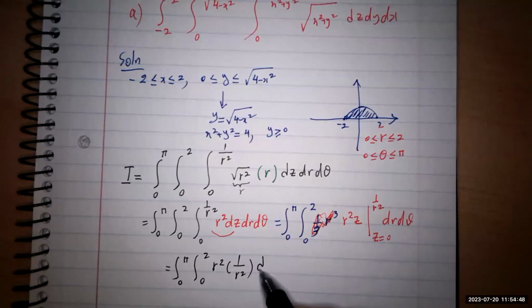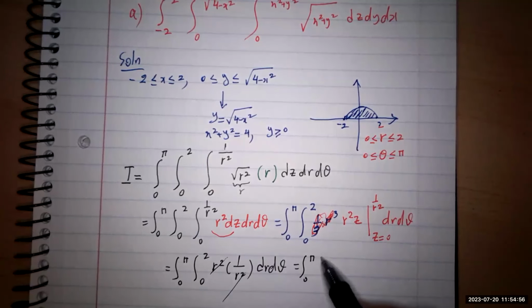And then we get the dr dθ data. So these two will cancel out. We get the 1. So it's going to be 0 to pi, 0 to pi, 0 to 2, just 1, dr dθ.